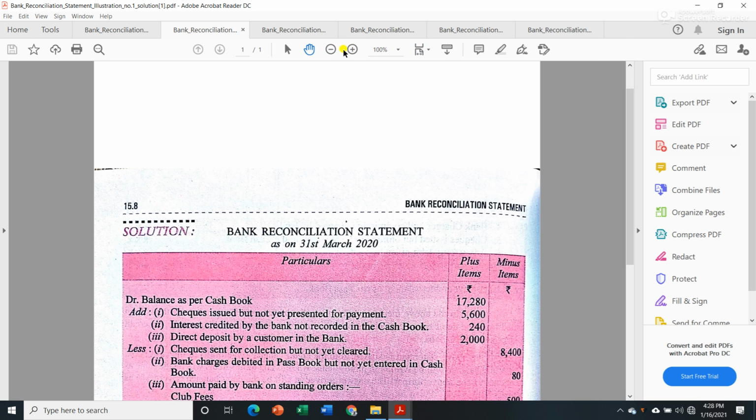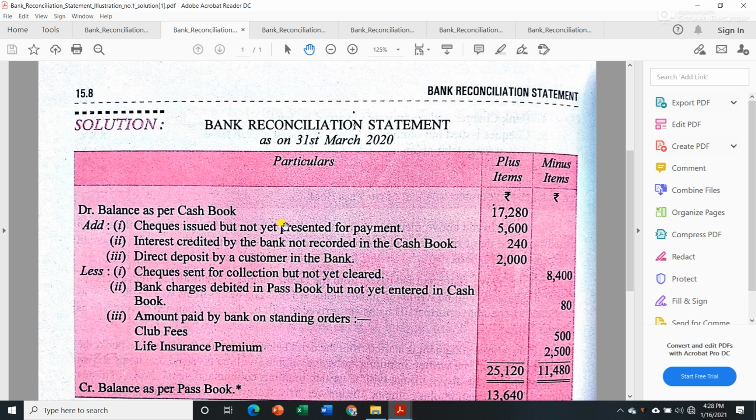Now this is the format of bank reconciliation statement. Since we are preparing it at the last date of financial year, we will write bank reconciliation statement as on 31st March 2020. Now this information will be given to you in the question, so you have to write according to it. In the first column we have particulars, then plus items, and then minus items.